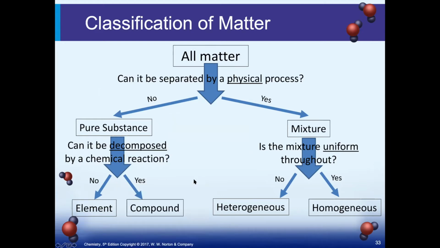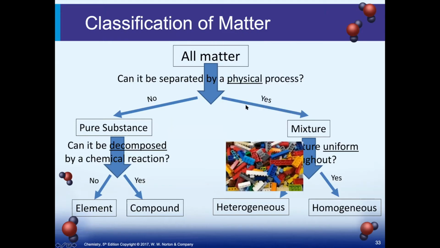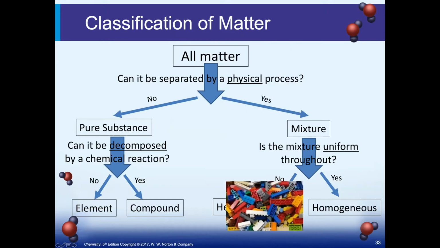All right, so what about this? We've got a bucket of mixed up Legos. Can these be separated into groups by some sort of physical process? Well, yeah, I can just pick out all the white ones and all the blue ones, and that is a mixture. And it is a heterogeneous mixture because you can just see from the picture that it is not uniform throughout.